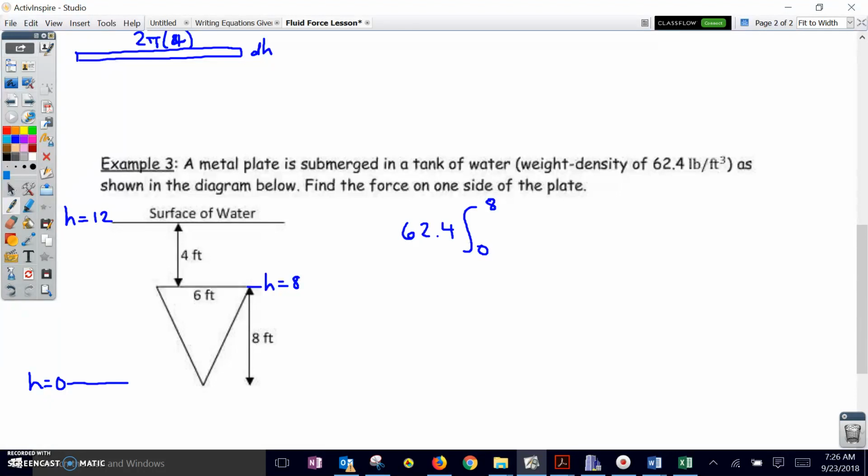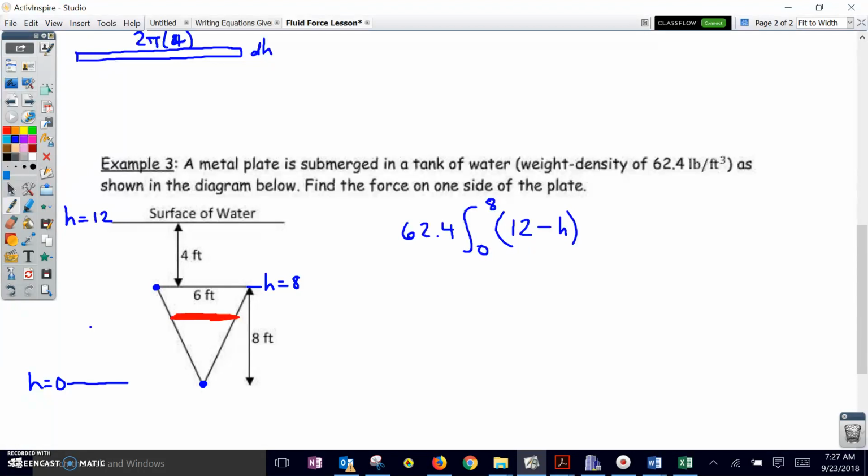Then I need the depth of a typical strip. So if I draw in a typical strip here, how deep into the water is it? And that's going to be 12 minus h. Since the water is 12 units deep, the very bottom of the tank here at h equals 0 is 12 feet deep. The very top here at h equals 8 is 4 feet deep. So we've established our depth based off of that.